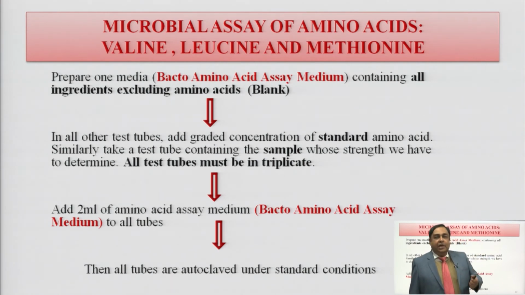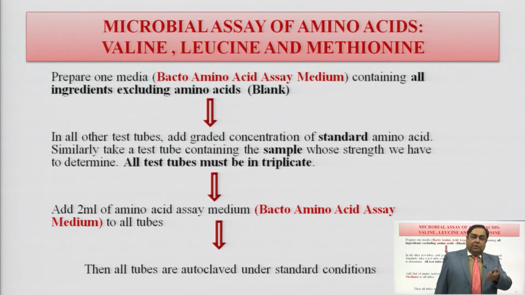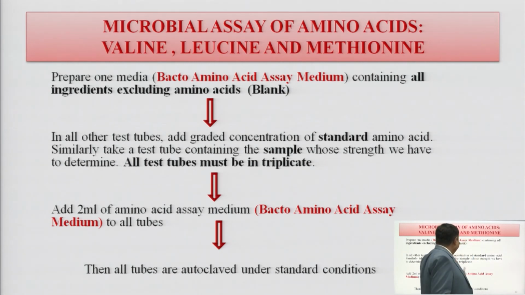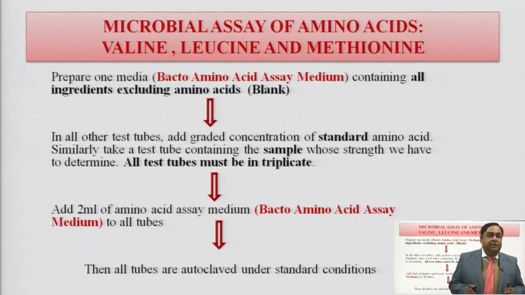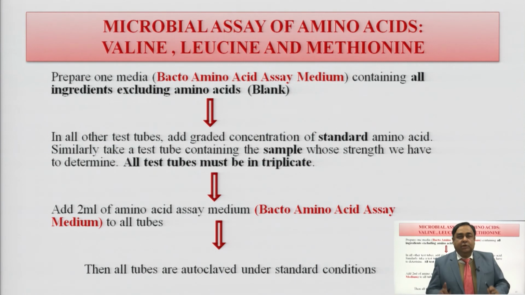We can be easily assayed with the help of these microorganisms. So, again we have to prepare another media, which is called Bacto amino acid assay media, where we have all the ingredients except the amino acid which we want to test. We will add all the ingredients except the amino acid which we want to test.